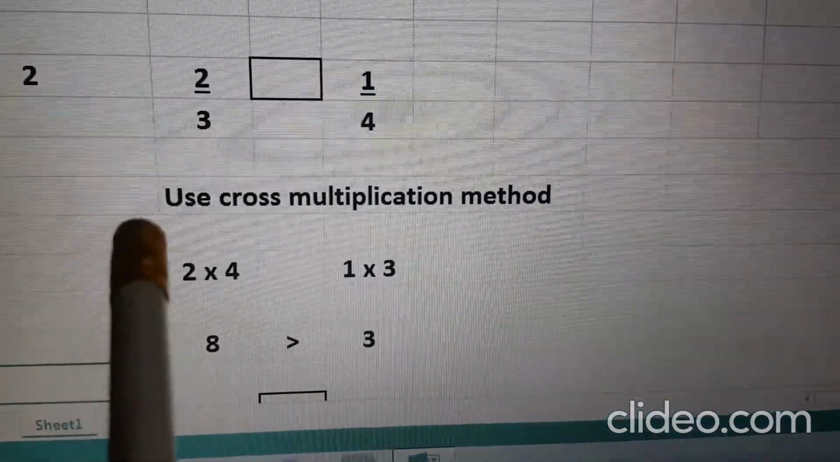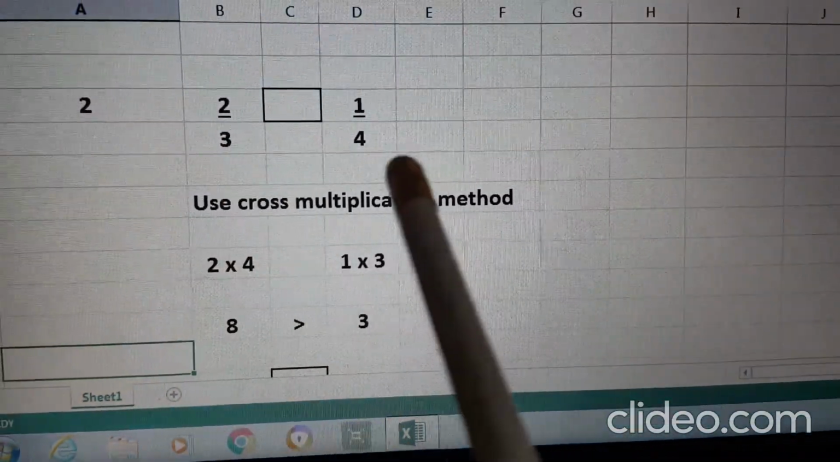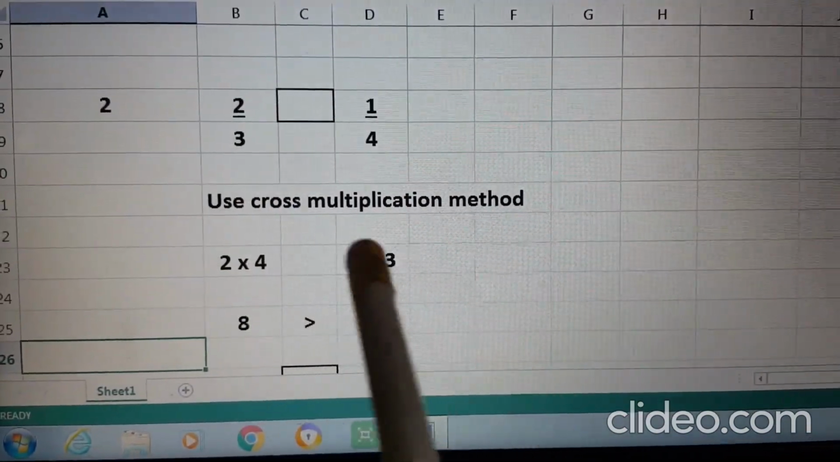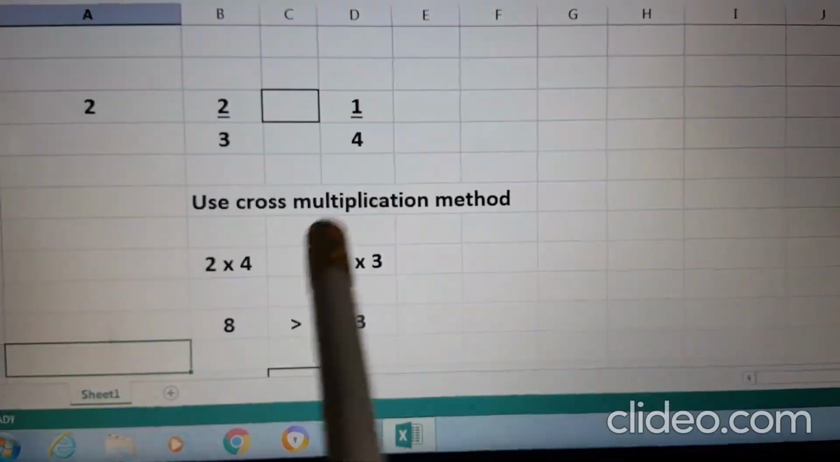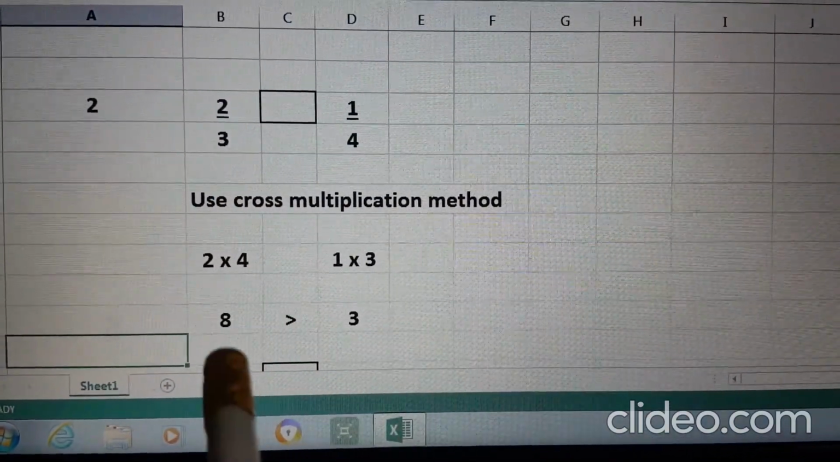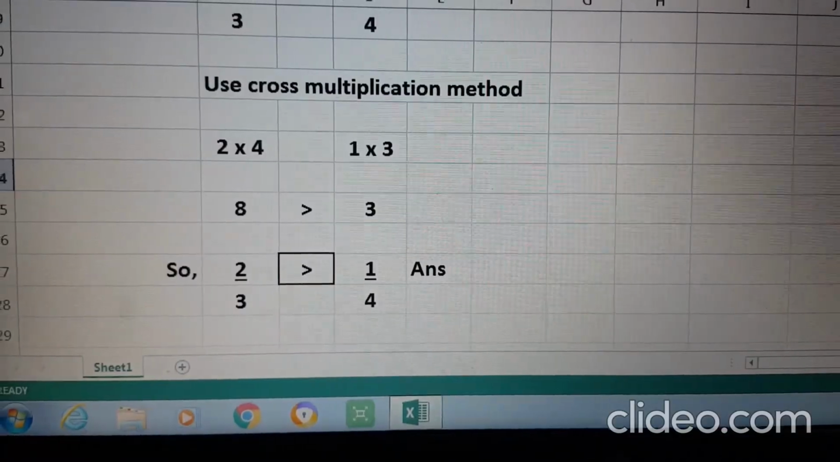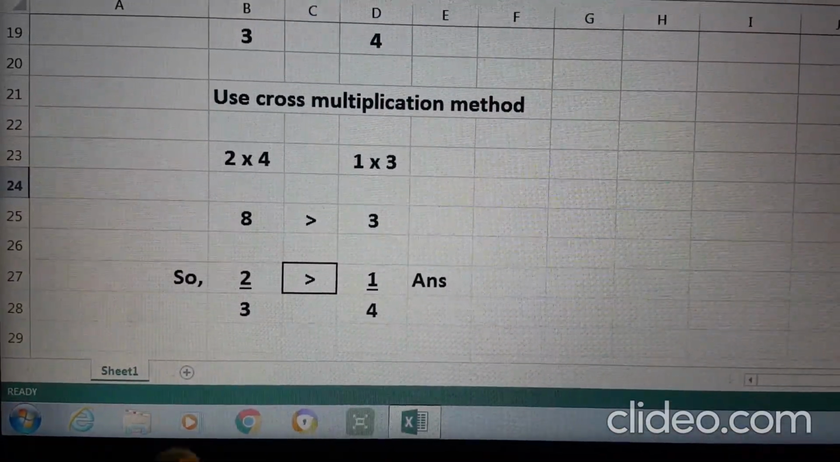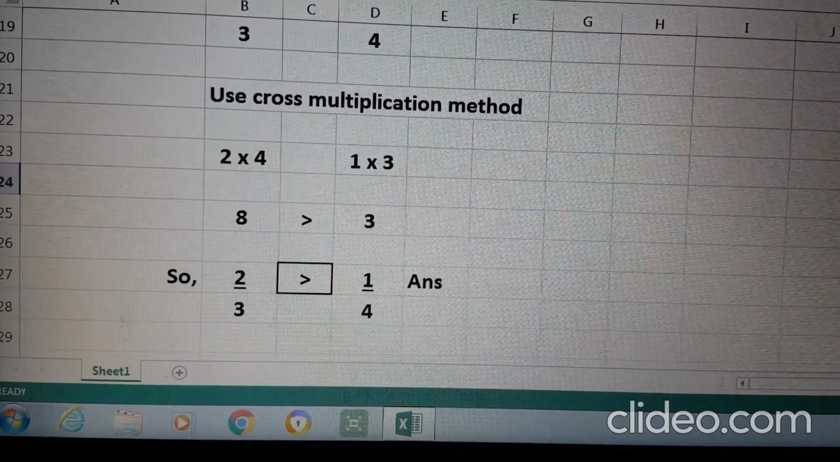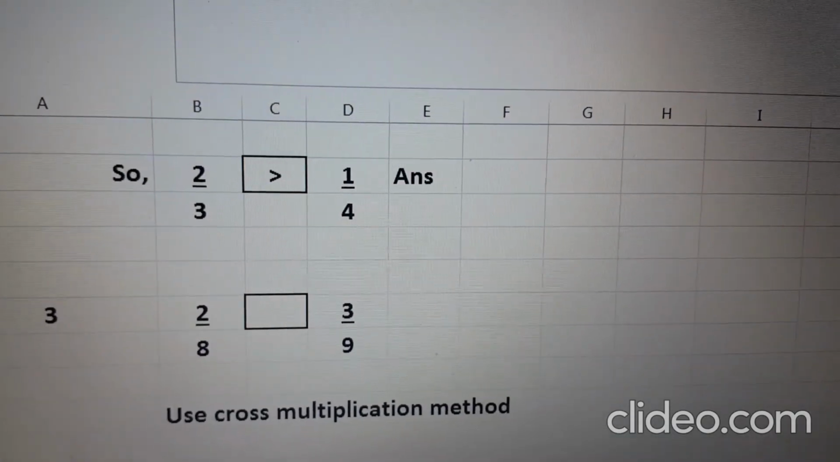Now second part is 2 by 3 and 1 by 4. Again we will use cross multiplication method. 2 into 4 is 8. 1 into 3 is 3. So 8 is greater than 3. Therefore we can say 2 by 3 is greater than 1 upon 4. In the same way you will do all parts.